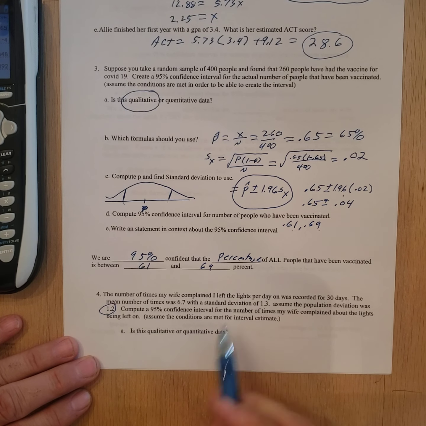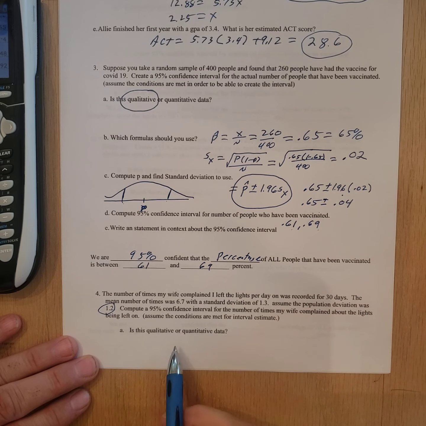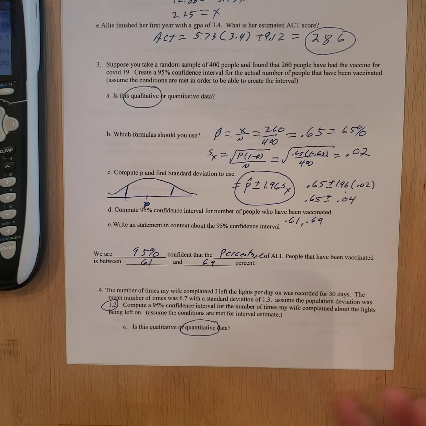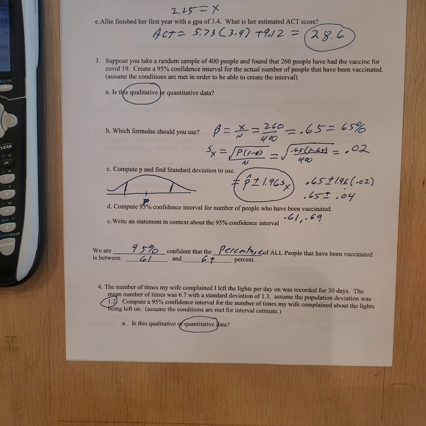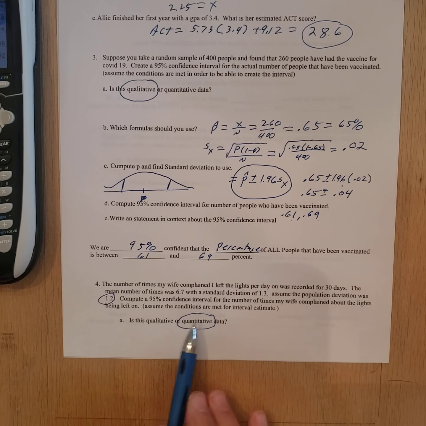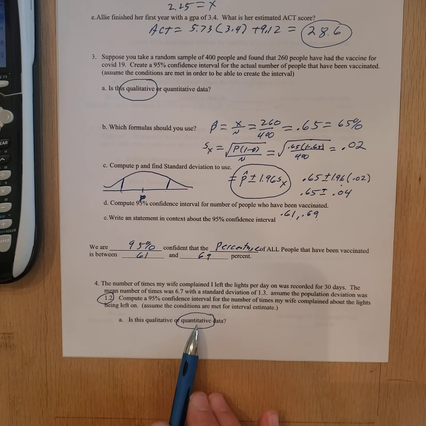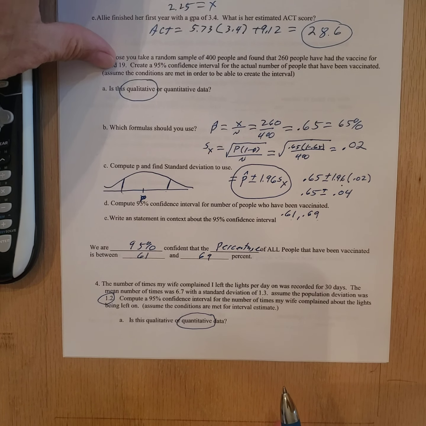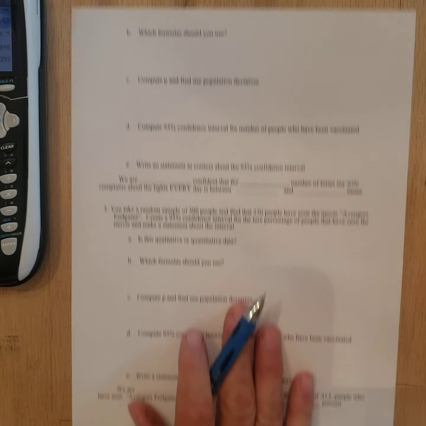Okay. So this is a little different because it's quantitative data. The question would have been, how many times that day did she complain about me leaving the lights on? Okay. So it's not a yes or no. It's how many times. So I get quantitative data. So that's why I'm going to use the mean here. So what formulas am I using?